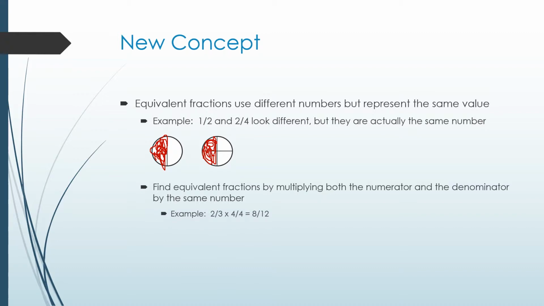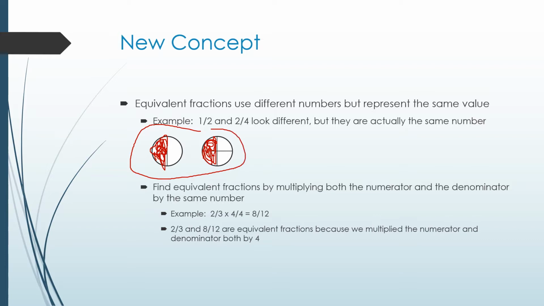Here's another example. If we took 2/3 times 4/4, so top times 4, bottom times 4, we would get 8/12. That means that 2/3 and 8/12 are equivalent fractions because we multiplied the numerator and the denominator both by 4. If I were to draw two more circles and split one into thirds and one into twelfths, and then shade 2/3 of the first one and 8/12 of the second one, just like these two circles up here, you would see that it's the same amount of the circle. So multiply the top and bottom by the same number and you get equivalent fractions.